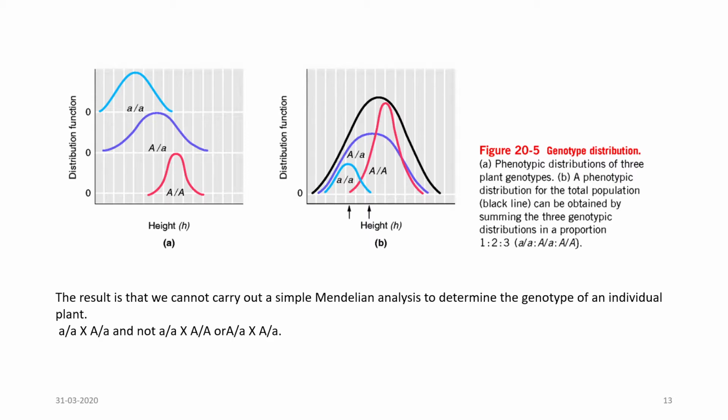So the result is that we cannot carry out a simple Mendelian analysis to determine the genotypes of an individual. When we consider the total population, and between the two arrow marks, if you try to predict the genotype, it is a little confusing because there is an overlap of all three possible genotypes. So the genotype of the plant can be homozygous recessive, or some individuals in the population can be homozygous dominant, or the majority heterozygous.